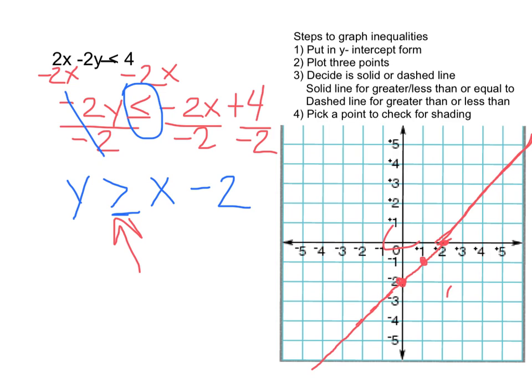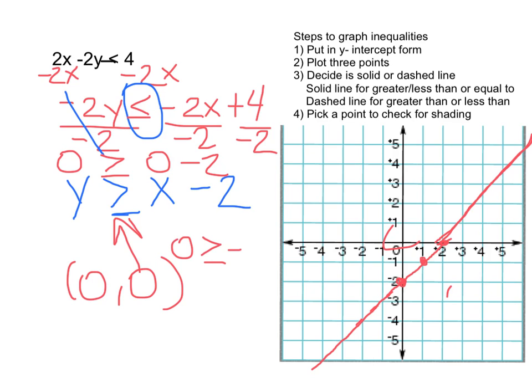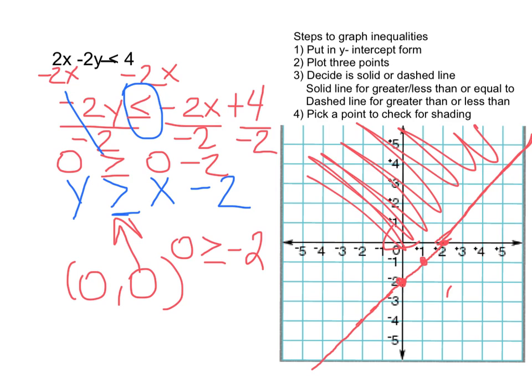So let's pick a point to try. Let's pick a very simple point like 0, 0. If I plug that into the equation, I have 0 greater than or equal to 0 minus 2, which says that 0 is greater than or equal to negative 2. That, in fact, is true, so I would shade this entire part of the graph.